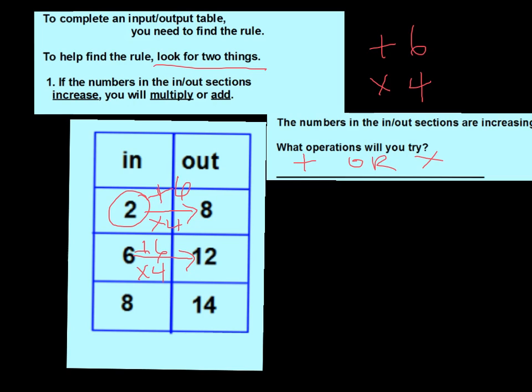Well, 6 plus 6 is 12. That's a check. But 6 times 4, is that 12? No, 6 times 4 equals 24. So that's not correct. So I'm thinking right now the rule is plus 6.